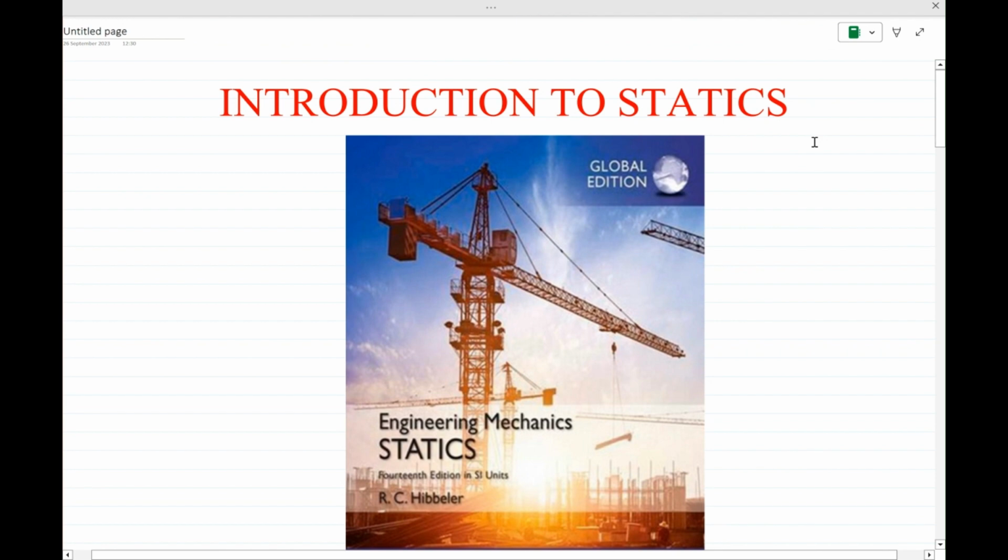Introduction to Statics. Throughout this module, I will be working from Hibbeler's book. Hibbeler's book has different editions. It doesn't matter which edition you have, they should all be fine.